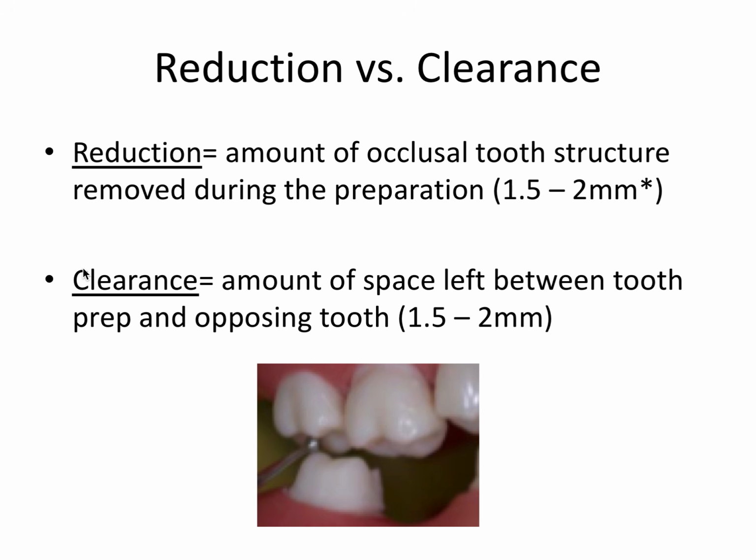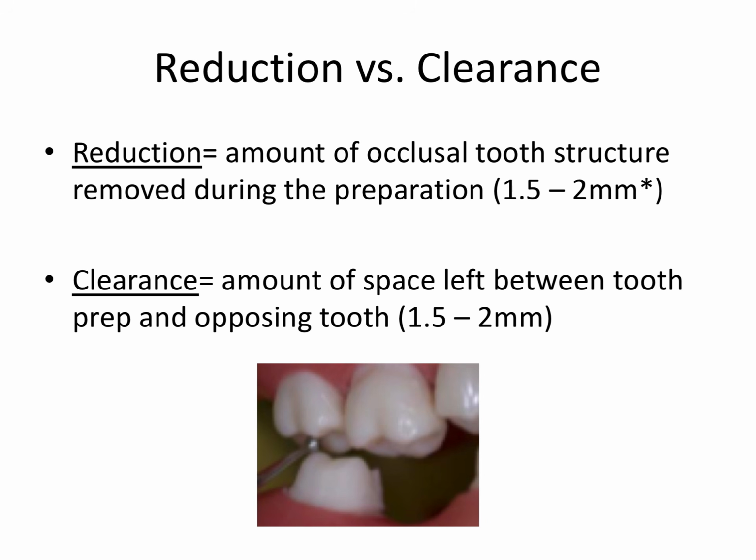So let me explain. Say if a tooth is tilted a certain way or isn't contacting the opposing tooth to start with, like in this image, there's already some space there before you even started prepping the tooth. So then you already have some space or clearance for the crown material, and you don't need to reduce as much. So let's say in this example you start with a clearance of 1 millimeter, then maybe you only need to reduce 1 millimeter to get your 2 millimeters of ideal clearance.